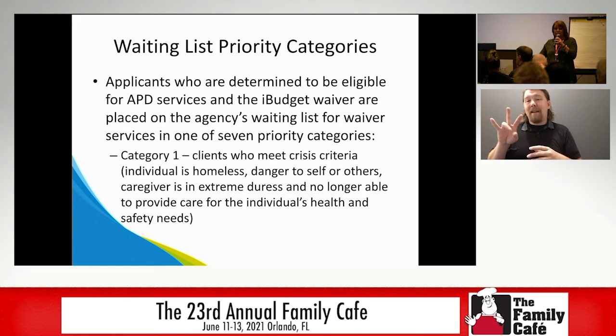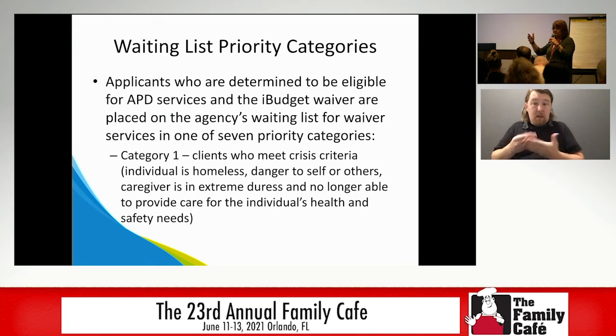And the reason we have to place individuals on a waiting list is because we have close to 55,000 people who are currently clients of the agency. Of those, around 35,000 receive services through the waiver, and we have enough budget right now to provide services to 35,000 people. That leaves 22 to 23,000 people that we're not able to provide services to, and they have to be placed on a waiting list.